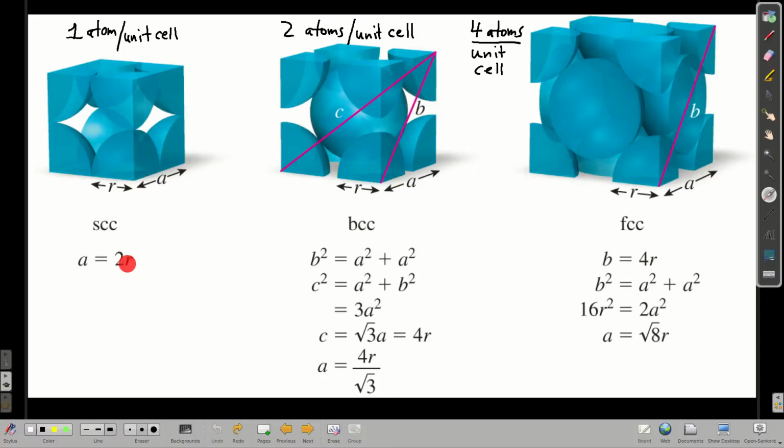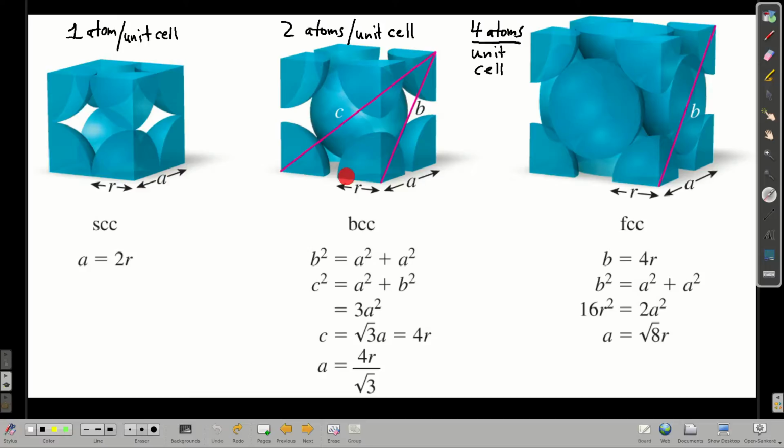So A is equal to 2R. A is what I'm going to use to signify the length of an edge of the unit cell. You should remember the bottom lines here: A equals something with R. So remember, for the simple cubic unit cell, the edge length is equal to 2 times the atomic radius.